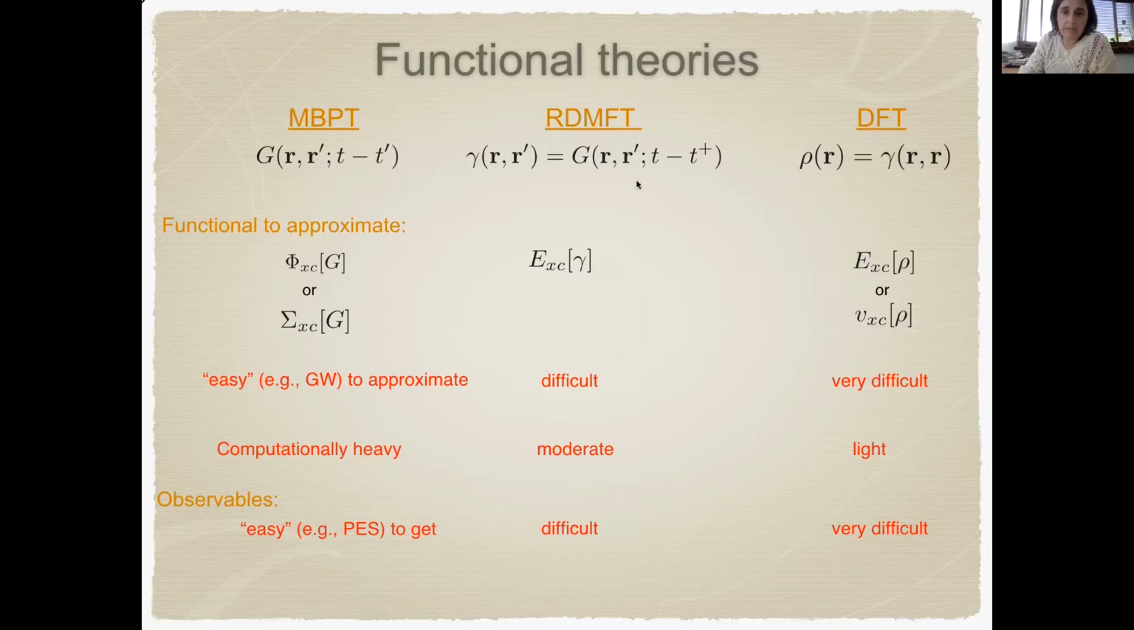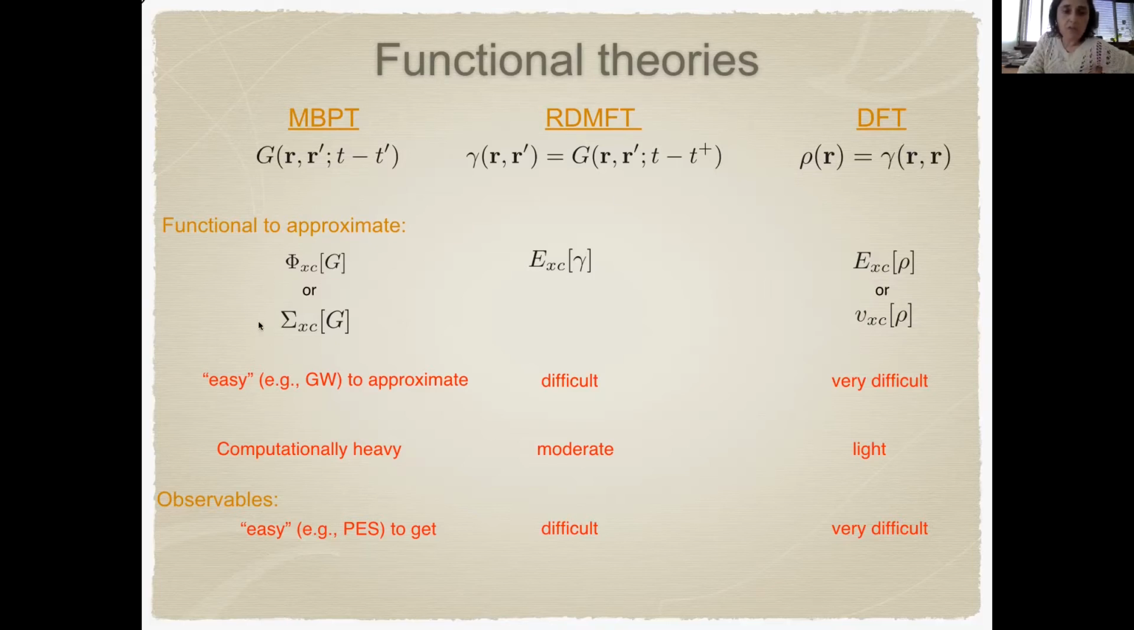So they are linked, and they are linked also in the philosophy. To calculate the basic quantities of the problems, we have to find approximations to either energy functionals or to some effective potentials. Here is the self-energy in the case of the Green's function. We will see that in RDMFT there are no potentials, there's only the energy functional that we will minimize. And in DFT we have both.